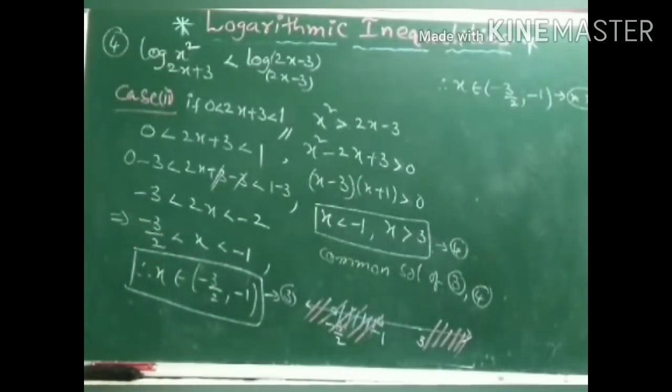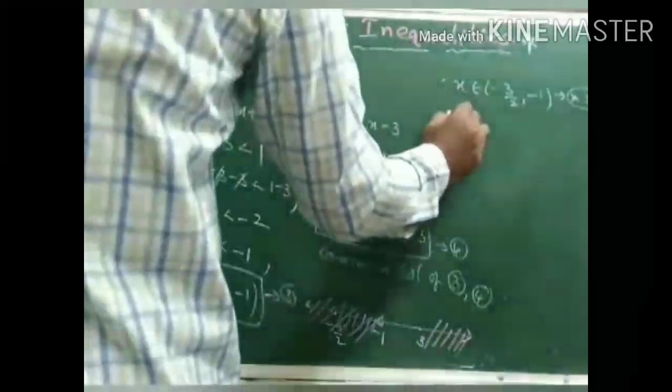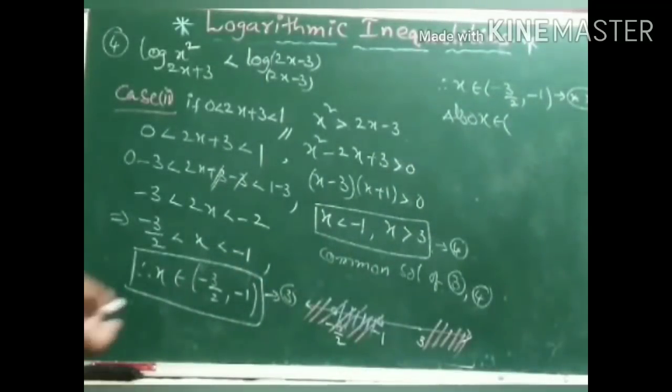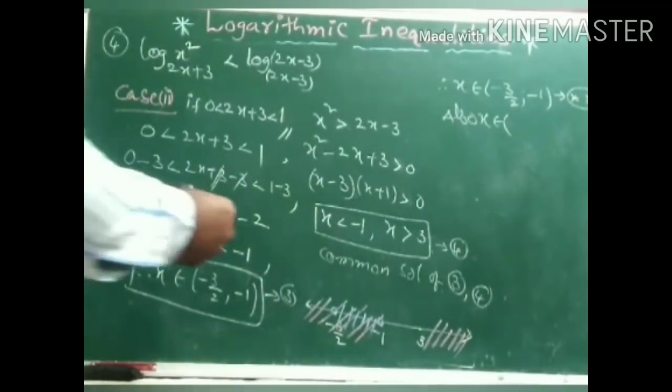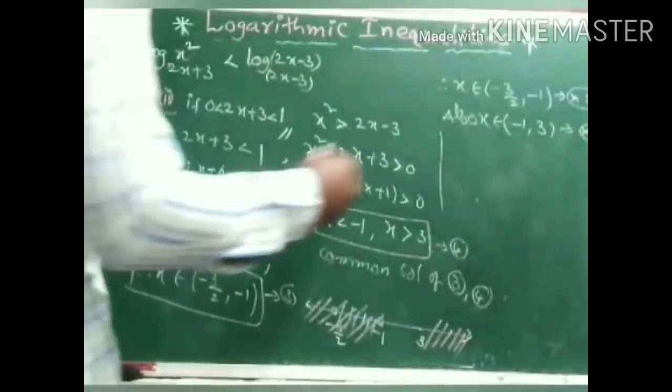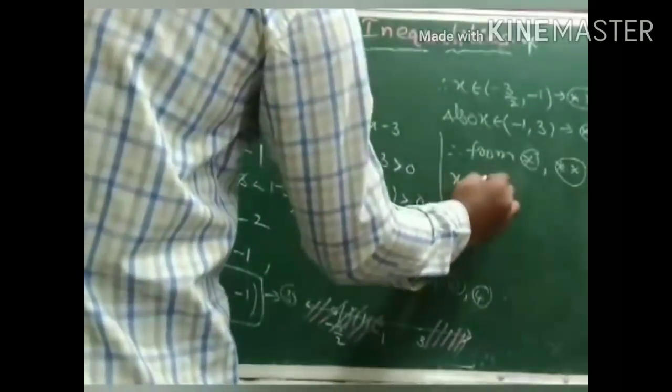Okay, so actually in case 1 we got it. What is the solution? Also x belongs to, we got it in case 1, the solution is the open interval minus 1 comma 3. This is star, isn't it? Now therefore the final solution will be the union of case 1 and case 2. So from star comma double star we can say that x belongs to the open interval minus 3 by 2 comma minus 1 union minus 1 comma 3.